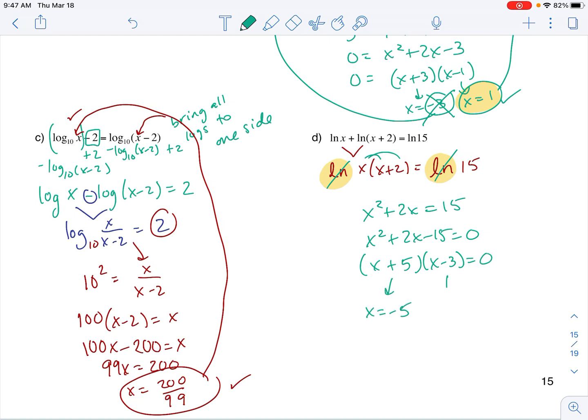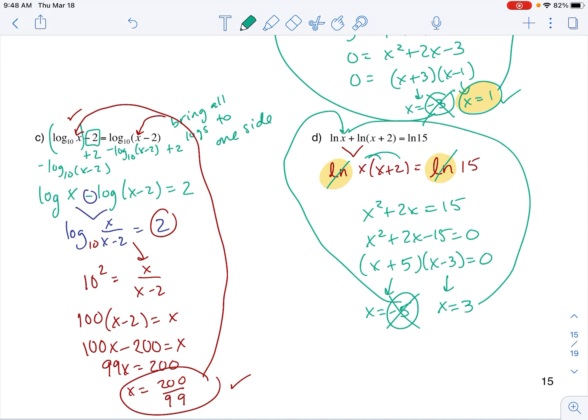So 2 answers. Don't forget to check them. Right away I notice when I plug in a -5 to this first one, it does not work. But let's try 3. 3 is good there, 3 is good there. Well, there's nowhere else. So we just have 1 answer on this one.